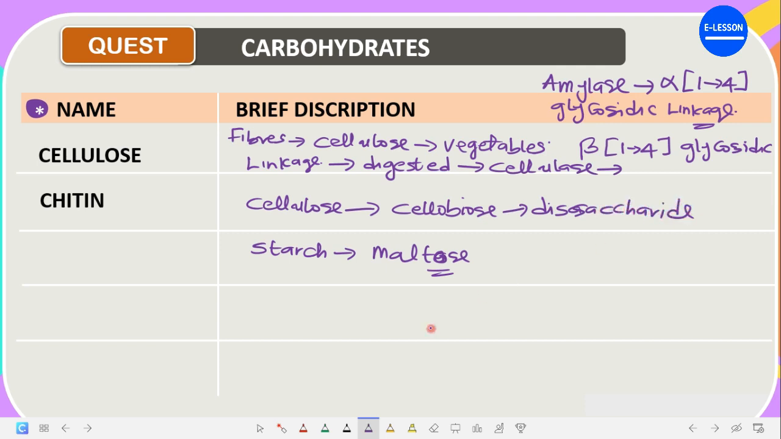The difference between cellobiose and maltose is this: maltose is alpha 1,4 linkage, which we've discussed before, while cellobiose is beta 1,4 linkage. That is the only difference. Are you getting it now? So that is that for cellulose. I believe we've done justice to cellulose.